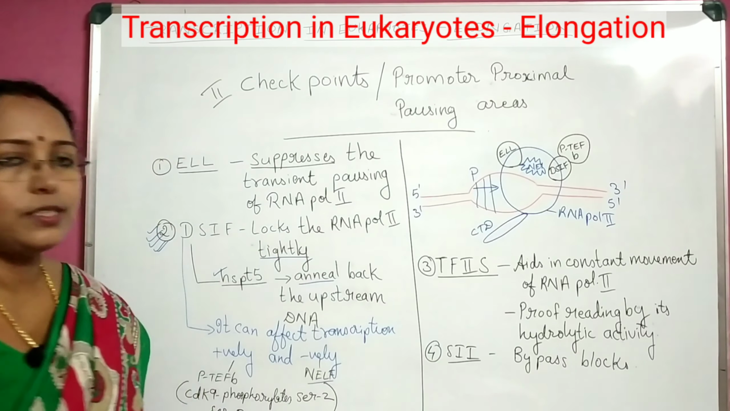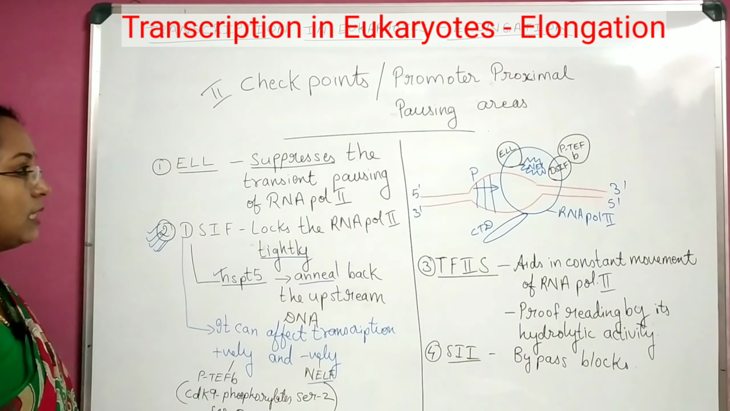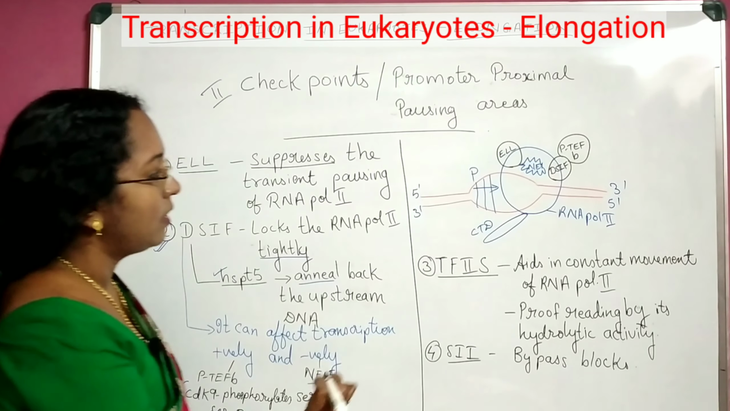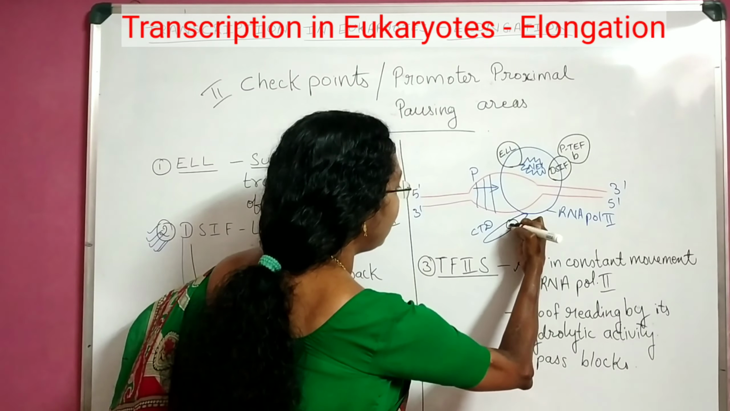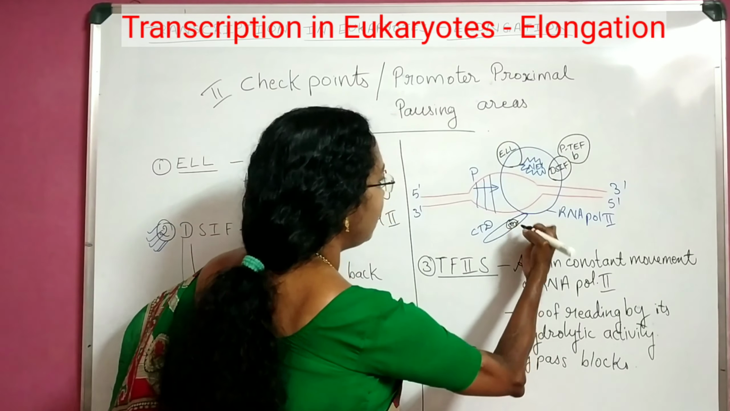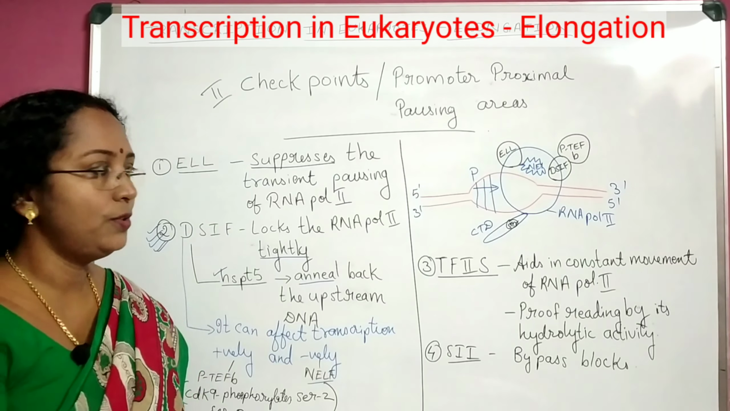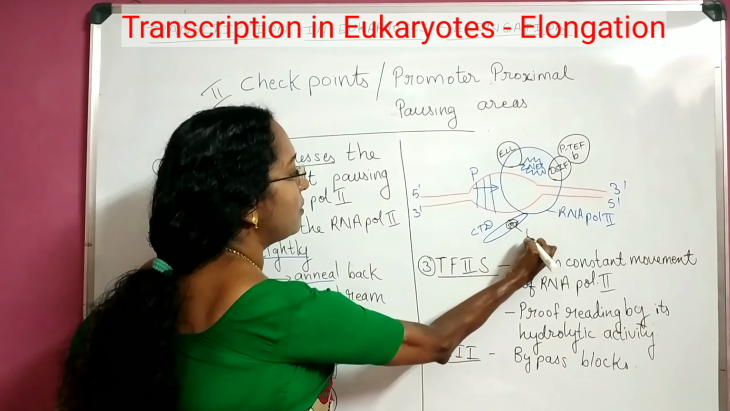PTEFB comes and attaches to DSIF. And so what happens is, this PTEFB phosphorylates the serine 2 residue. Imagine here you have the serine amino acid. In the second position there is a serine residue. Okay, the serine residue is getting phosphorylated.